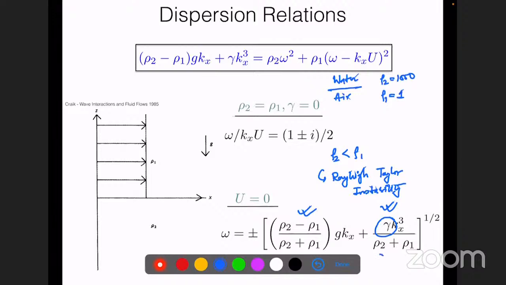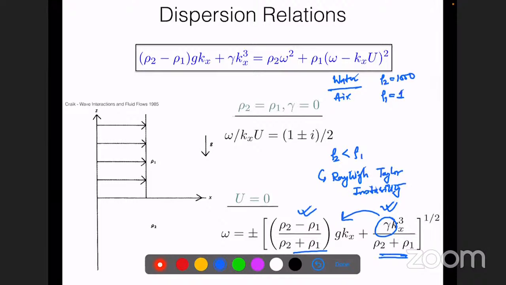See, if you look at this term, this is a term which is always positive. This term can be made negative if the bottom fluid is lighter than the top fluid. Now, if kx becomes extremely large, then it can dominate over this term. So we can ask the question: how large a kx can I have for a water-air system?